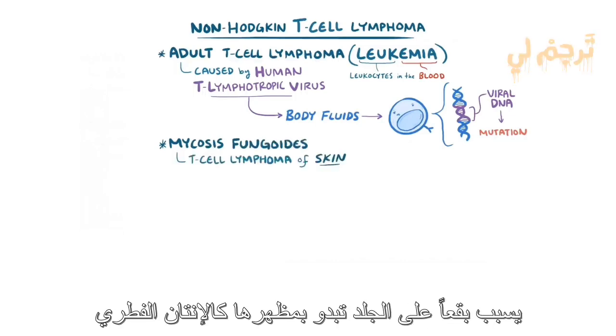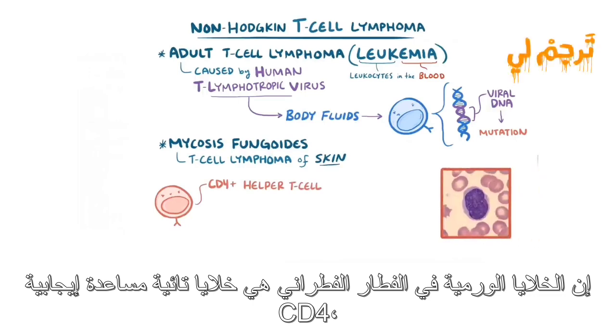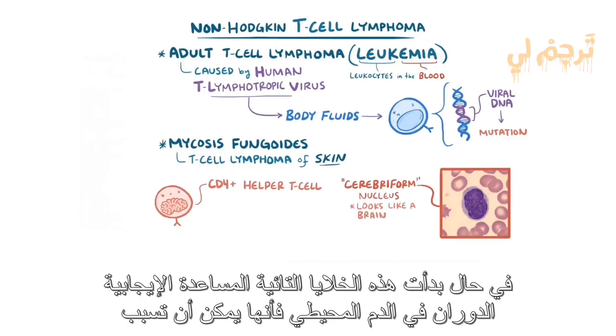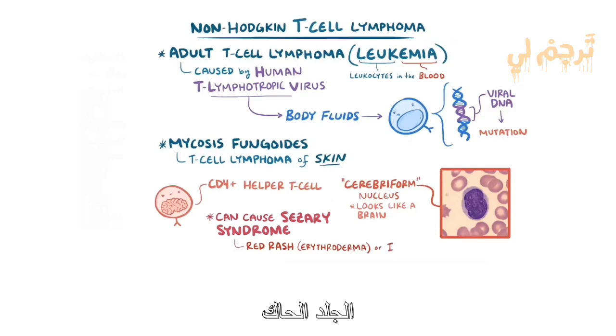The second T-cell lymphoma is mycosis fungoides, which is a T-cell lymphoma of the skin that causes patches on the skin that looks a bit like a fungal infection. The neoplastic cell in mycosis fungoides is a CD4 plus helper T-cell, and under a microscope it has a distinctive cerebriform nucleus, because it kind of looks like a brain. If these neoplastic CD4 plus helper T cells start to circulate in the blood, they can cause Sézary syndrome, which is when there's a generalized red rash called erythroderma, or itchy skin.